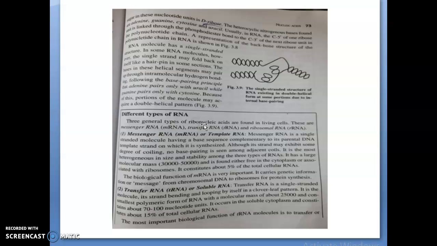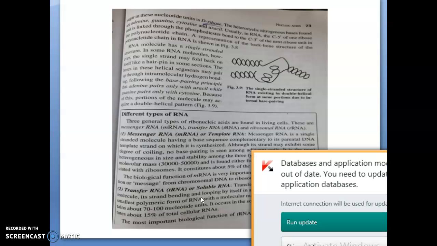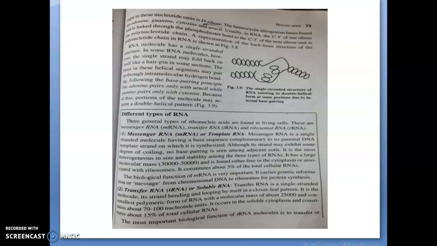It is the most heterogeneous in size and stability among the 3 types of RNA, and it has a large molecular mass of about 30,000 to 50,000. It is found either free in the cytoplasm or associated with ribosomes. It constitutes about 5% of total cellular RNA. The main biological function of messenger RNA is that it carries genetic information or message from chromosomal DNA to ribosomes for protein synthesis. That protein synthesis part we are going to see in detail in the next video.